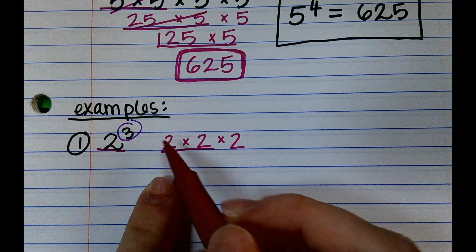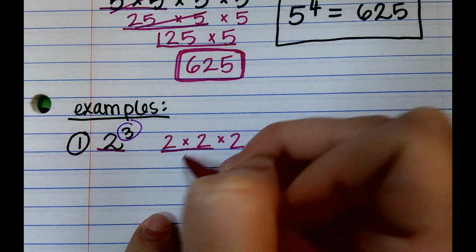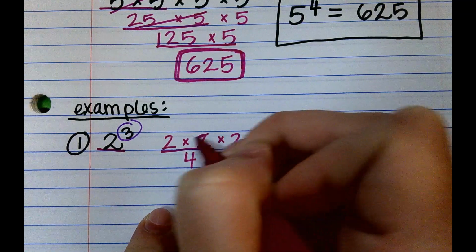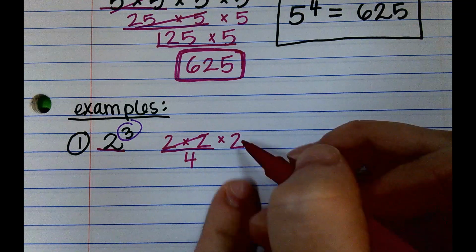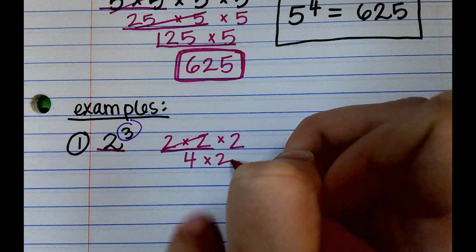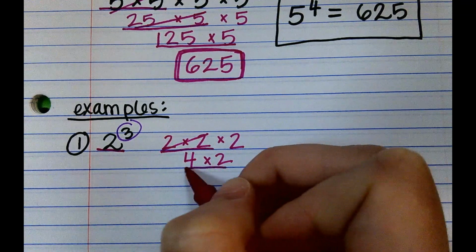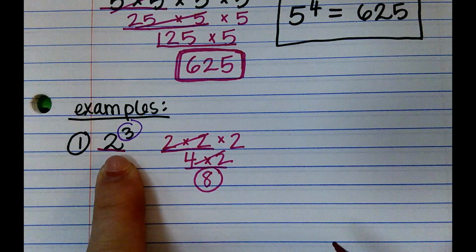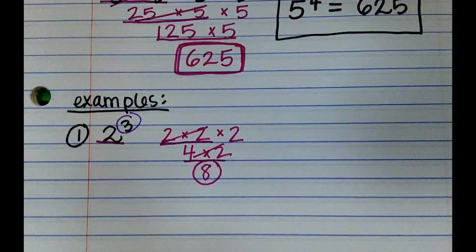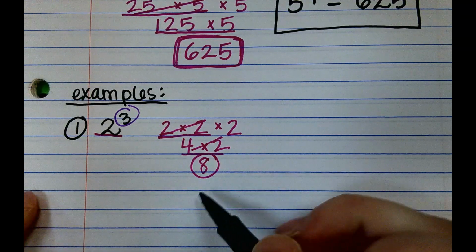So that's exactly what we'll do. We start with the first 2. 2 times 2 is 4. I have one more times 2 left, and that gives me 8. 4 times 2 is 8. So 8 is 2 to the third power. Good.